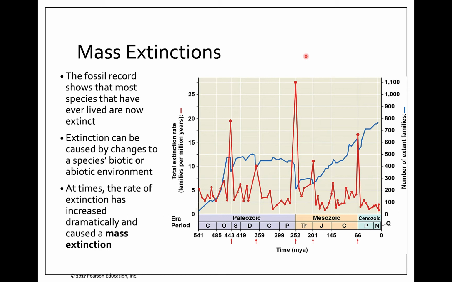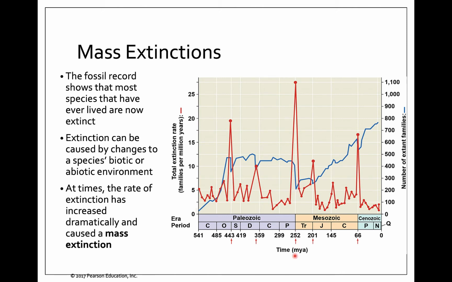But we've seen throughout the history of Earth 5 mass extinctions. And a mass extinction is a time when the extinction rate was extremely high. You can see it on the graph. The red line shows the extinction rate. So you can see 1, 2, 3, 4, 5 mass extinctions. And then the blue line is the number of families. And so every time the extinction rate is really high, the number of families drops off precipitously.